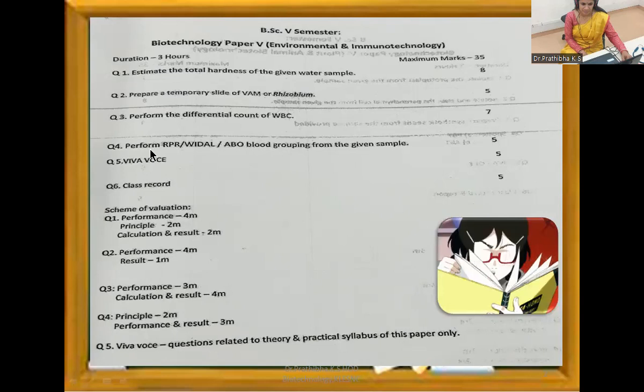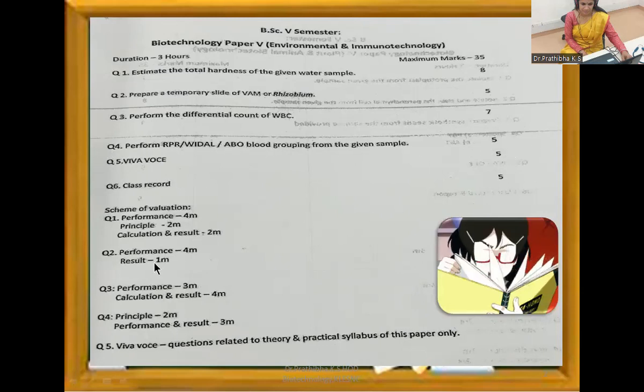Then question number 4, perform RPR or Vidal or ABO blood grouping from the given sample, and this question carries 5 marks. So in the examination hall, the external examiner may give you RPR, rapid plasma reagin, or VDRL, then Vidal, which is for the typhoid test, RPR for the syphilis test, then ABO blood grouping to check which blood group the person belongs to. Any one experiment of these 3 you are going to perform, and this carries 5 marks.